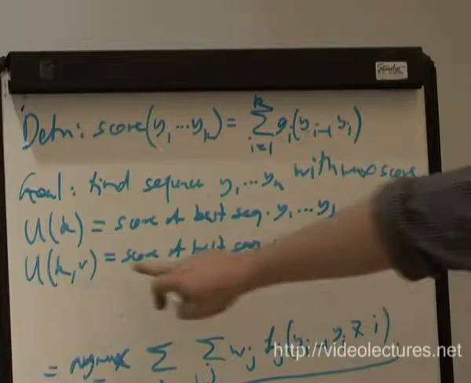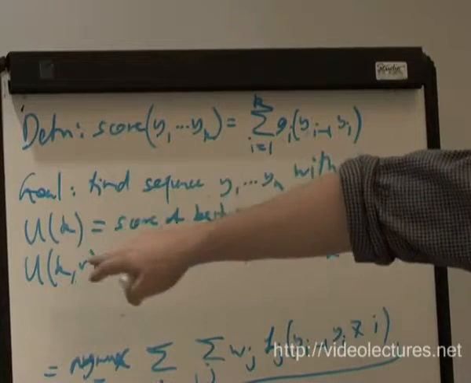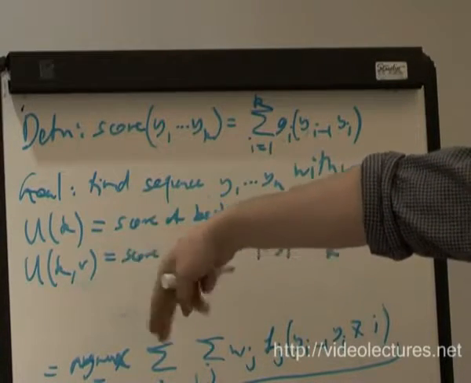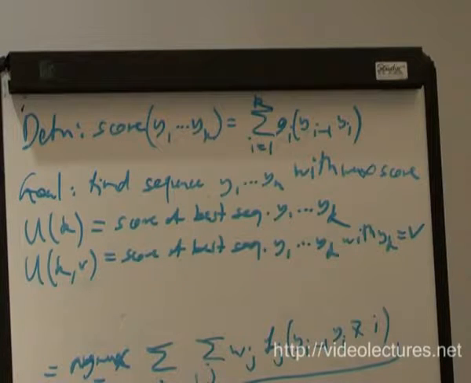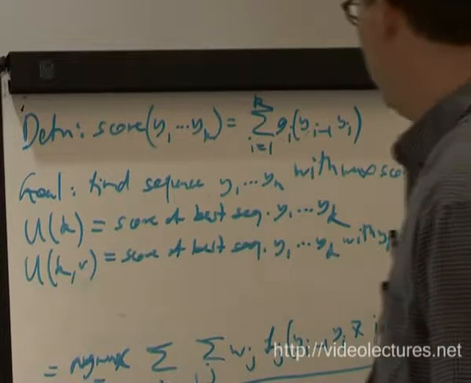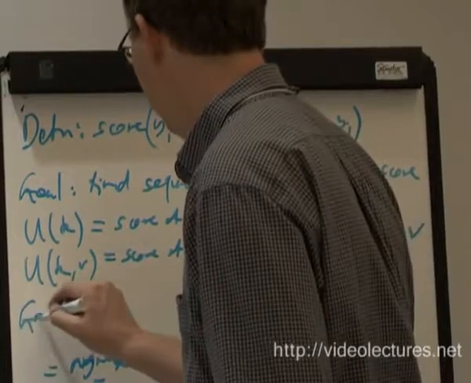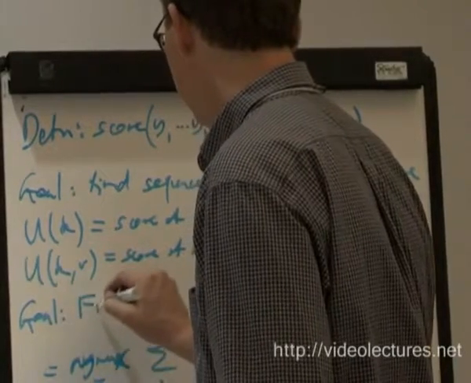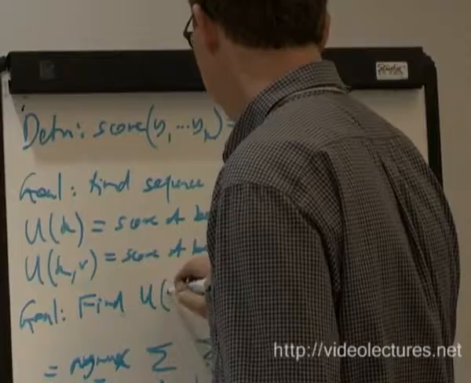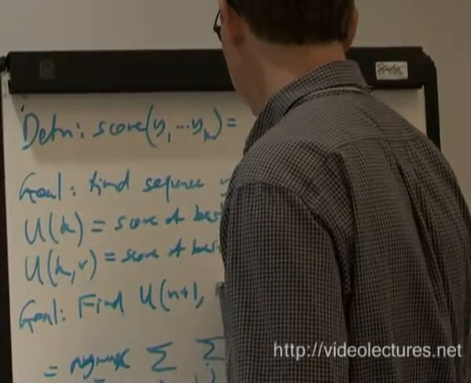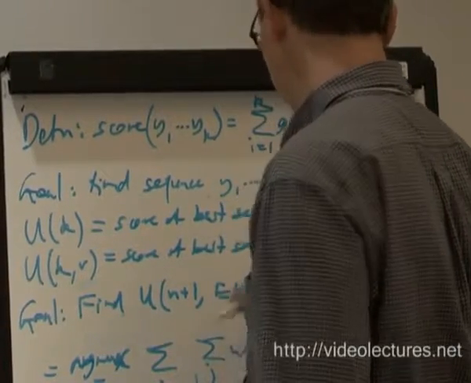And so this UKV is just a special case of UK where I'm adding the constraint on the last tag. And my goal is to find u of n plus 1 and then end.